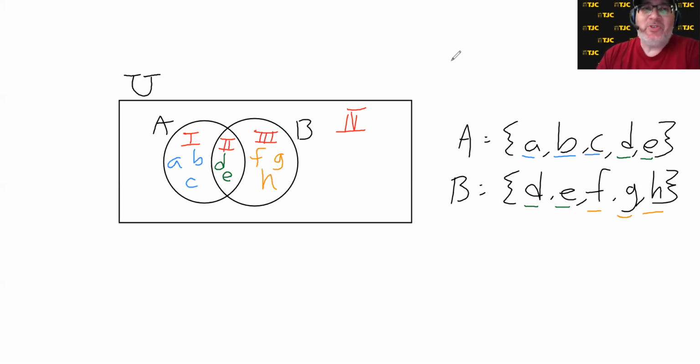So there are 5 elements in circle A, 5 elements in circle B, but altogether there's only 8 elements. Why? Because some of those elements were counted twice, namely the elements in the intersection. I think this is worth typing.